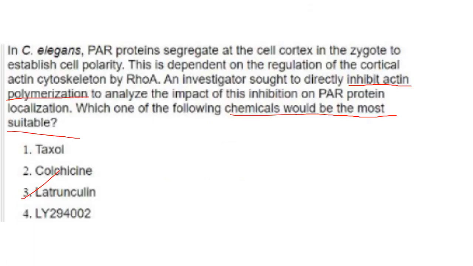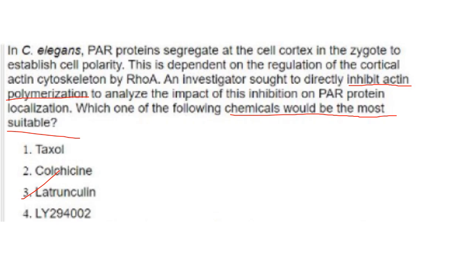Then next one. In C. elegans, PAR proteins segregate at the cell cortex in the zygote to establish cell polarity. This depends on the regulation of the cortical actin cytoskeleton by RhoA. An investigator sought to directly inhibit actin polymerization to analyze the impact of this inhibition on PAR protein. So what you have to see is inhibit actin polymerization. That is the main point of this question. Which of the chemicals would be the most suitable to inhibit actin polymerization is the question that they have asked.